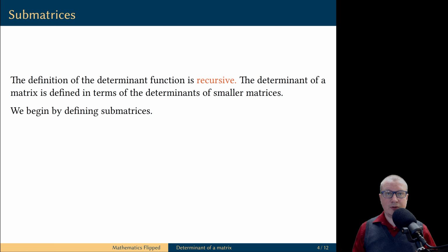There are several different ways to define the determinant of a square matrix. I will take the approach of a recursive formula. The determinant of a matrix is going to be defined recursively in terms of determinants of matrices of smaller size. To create this definition, we need the notion of a submatrix of a matrix.